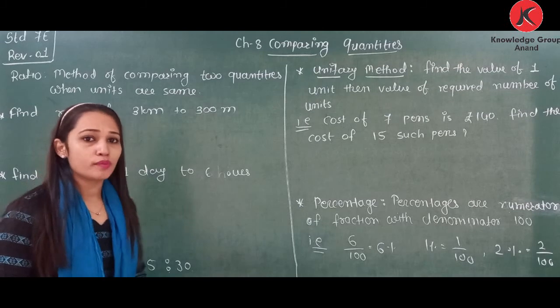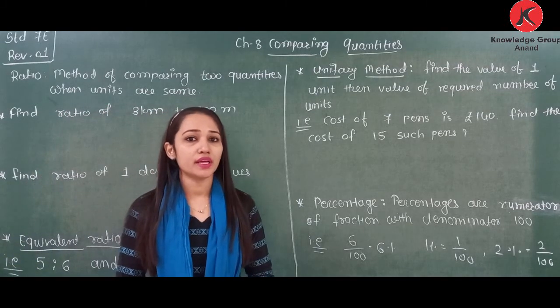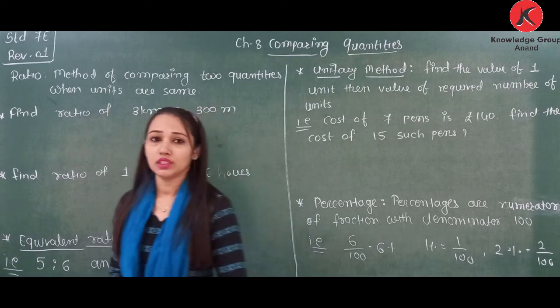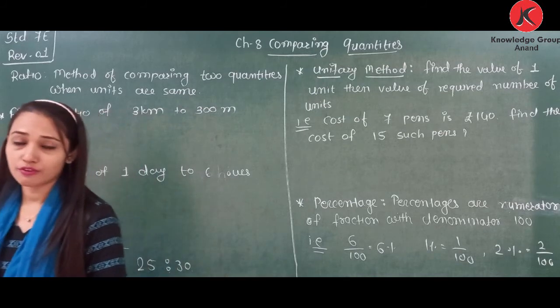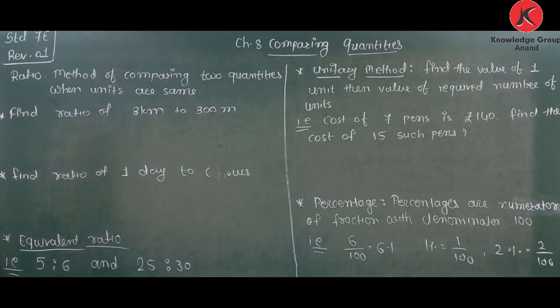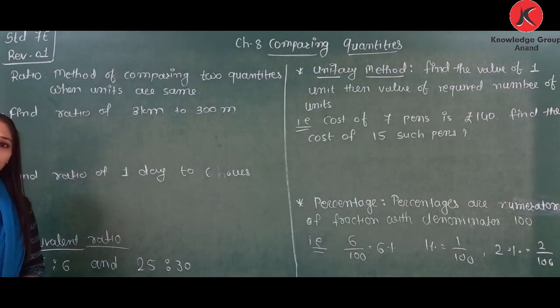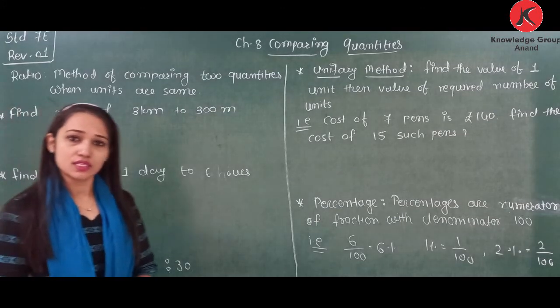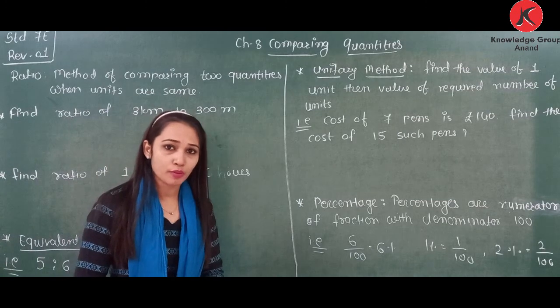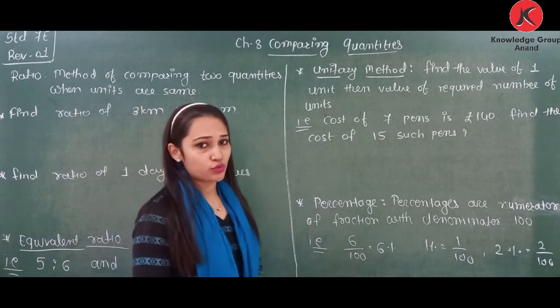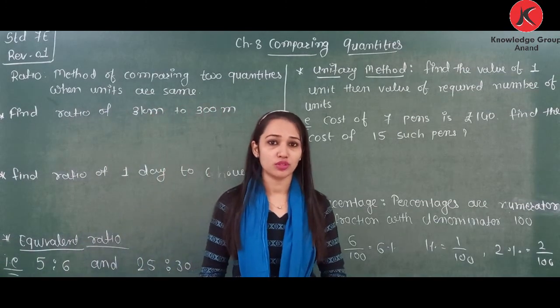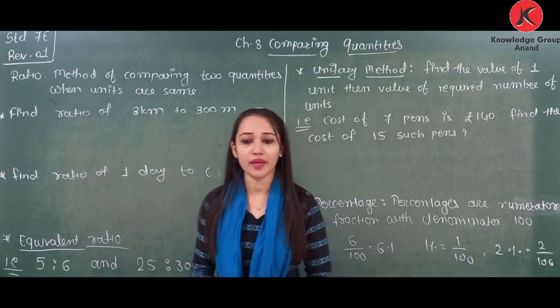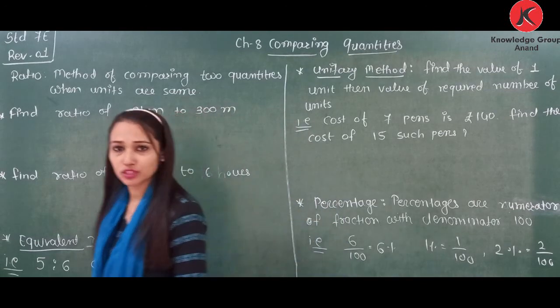We also compare two quantities by subtraction. For example, if your marks in the first test are 25 and your marks in the second test are 30, in which test did you get more marks? In the second test. And how much more? 30 minus 25, that is 5 marks more. So that is called the method of comparing quantity by subtraction.